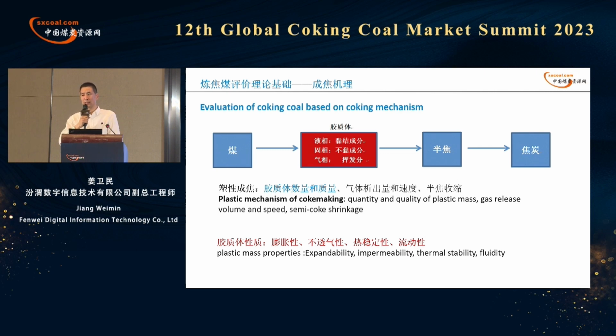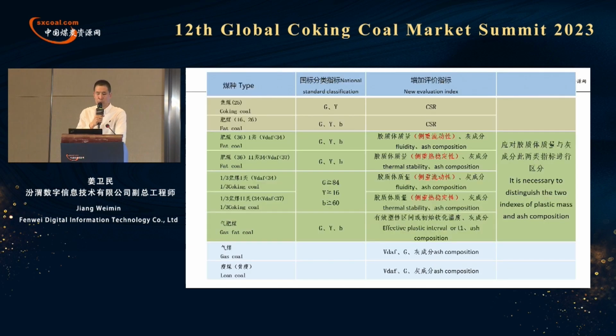But you have to pay particular attention to the plastic mass properties: expandability, impermeability, and thermostability, and fluidity. You need to ensure that all those four indicators are right up to the standard. And for the green-colored ones, as I mentioned earlier, this is the number 25 coking coal and number 16 and 26 of fat coal. And then let's come to 1/3 of coking coal.